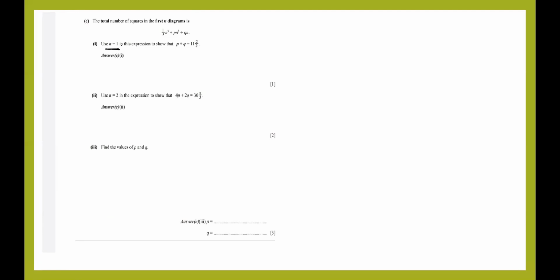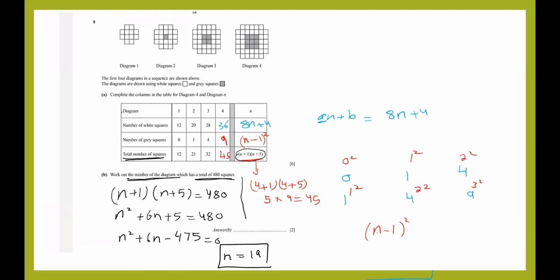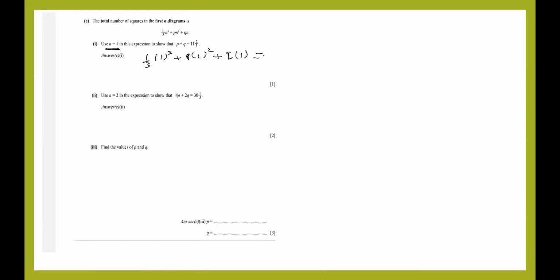If n is 1, we will replace the n in this equation by 1. So it will be 1/3 by 1 cubic plus p by 1 squared plus q by 1. If we remember, the first diagram had the total number of 12 squares, because I'm talking about the total. So I will equate this with 12. Then I will simplify it. This would be 1/3 plus p plus q equals 12. Just shift the 1/3 to the other side. It will be p plus q equals 12 minus 1/3. It will be 11 and 2/3, which is mentioned in here.